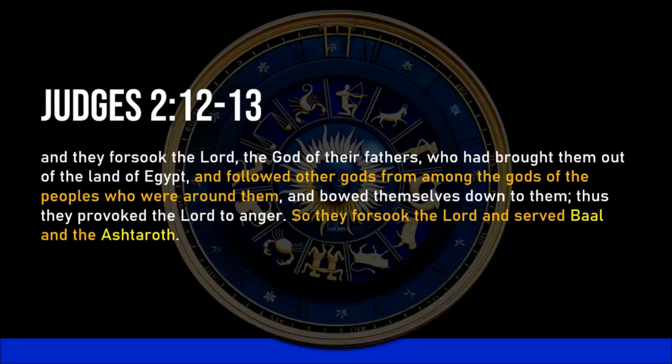Judges chapter 2, verse 12 to 13 can explain this though. "And they forsook the Lord, the God of their fathers, who had brought them out of the land of Egypt, and followed other gods from among the gods of the peoples that were around them, and bowed themselves down to them. Thus they provoked the Lord to anger. So they forsook the Lord and served Baal and Ashtaroth."